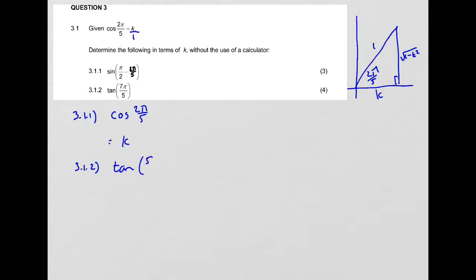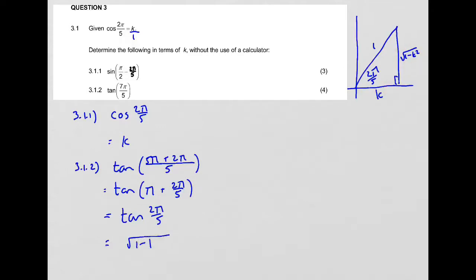All right, so 5 pi plus 2 pi over 5 would then simplify to pi plus 2 pi over 5. Right, so that's now a reduction into quadrant 3, where tan's positive. So we end up with tan 2 pi over 5. And then looking at the diagram, we know that tan is y over x. So we end up with root 1 minus k squared over k.